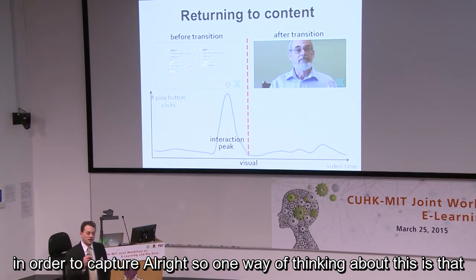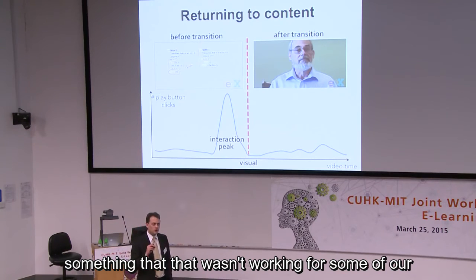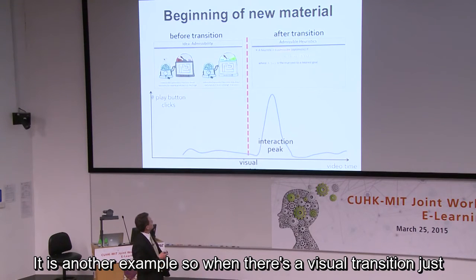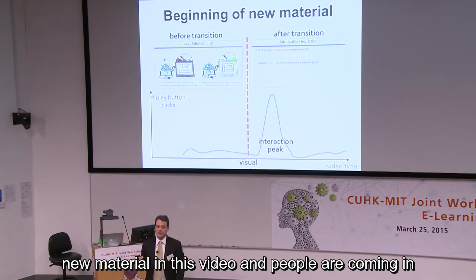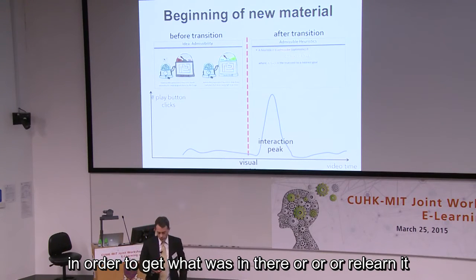right? So one way of thinking about this is that this is where the video editor has maybe made a mistake, or at least has done something that wasn't working for some of our learners, in putting that cut in there so soon. Here's another example. When there's a visual transition just before an interaction peak, that's often a sign of the start of new material in this video. And people are coming in here in order to start watching that segment of the video to get what was in there or relearn it.